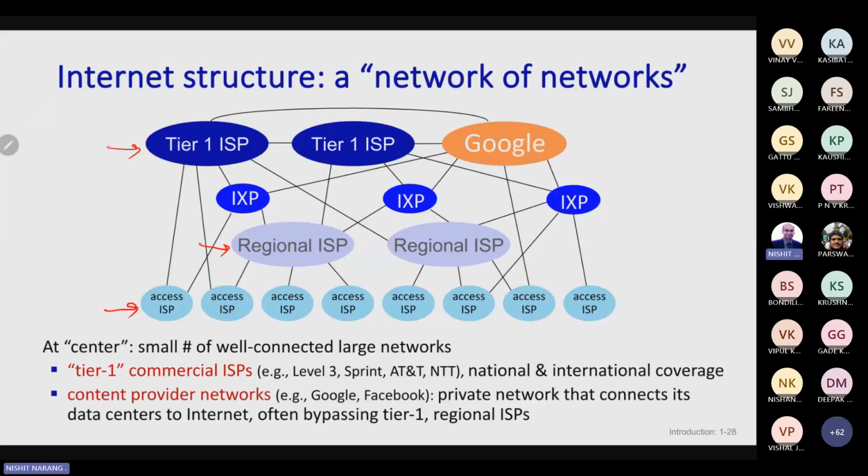highest level of the hierarchy. And then content providers like Google are trying to set up economic connections and agreements with tier 1 ISPs, sometimes also with access ISPs, sometimes with regional ISPs, to make sure that their content like YouTube is provided to everyone across the globe. That's the content delivery network, which I mentioned. So this is another way of depicting the internet structure as a hierarchical structure.